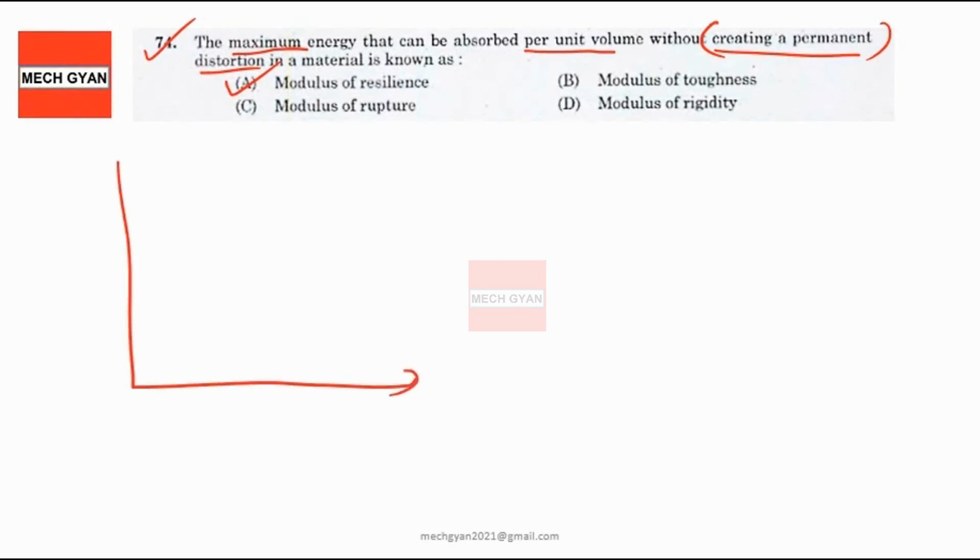Next question. The maximum energy that can be absorbed per unit volume without creating a permanent distortion in a material is known as. So the answer is option A, modulus of resilience. We will now see the difference between modulus of resilience, modulus of toughness, etc. If you plot a stress strain curve, with stress on the y-axis and strain on the x-axis, this point is the rupture point.